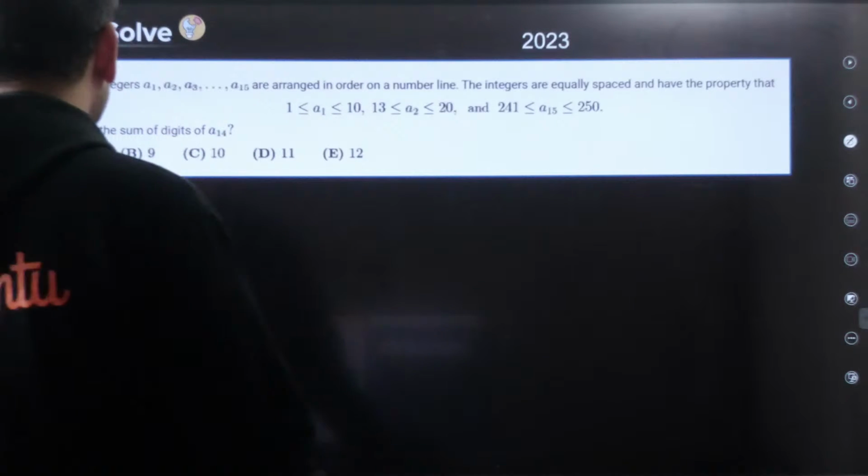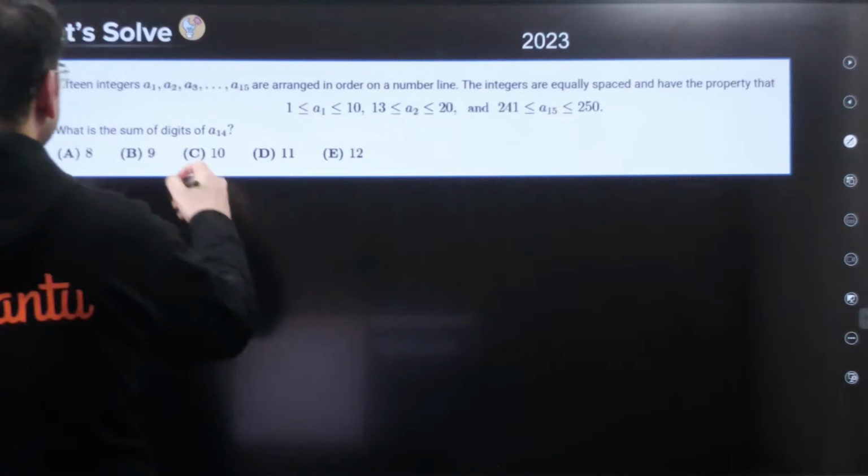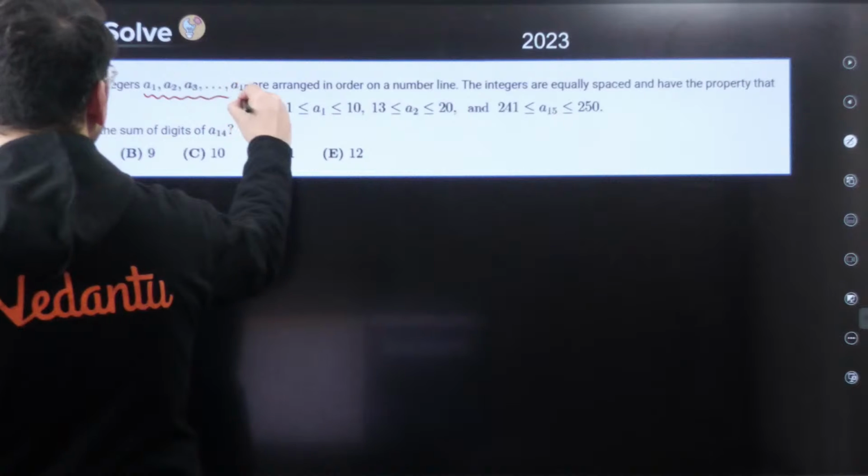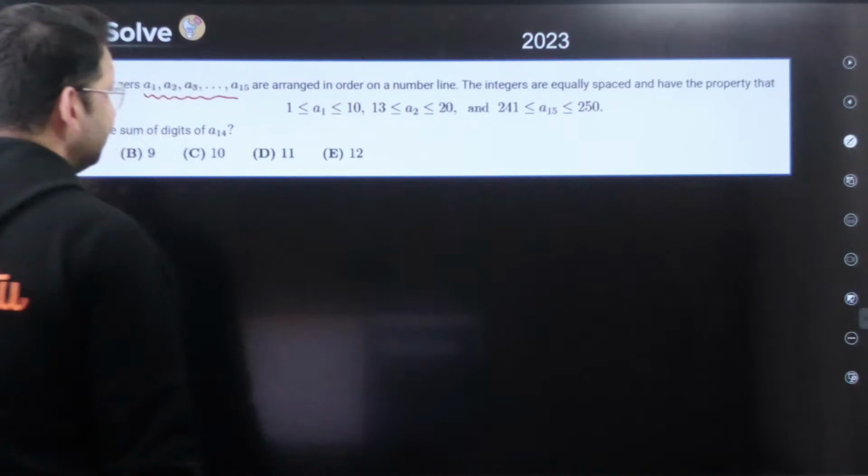Alright, so 15 integers A1, A2, A3, up to A15. So these are 15 integers. They are arranged on a number line.